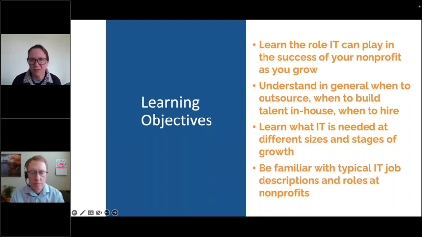I want to go over our learning objectives. I think we did a pretty good job of hitting those: learning the role IT can play in the success of your nonprofit as you grow, understanding in general when to outsource, when to build talent in-house, when to hire, learning what IT is needed at different sizes and stages of growth, and then being familiar with typical IT job descriptions and typical roles. So we just covered that as well.